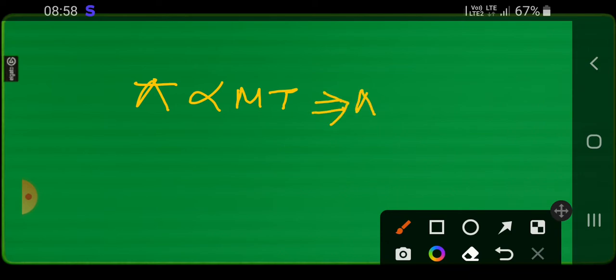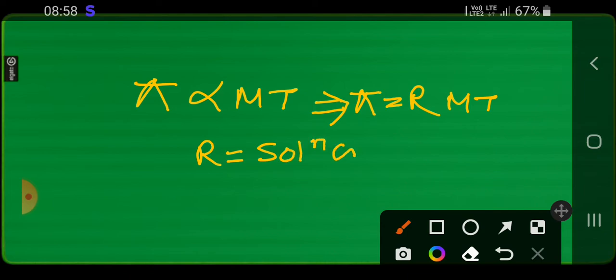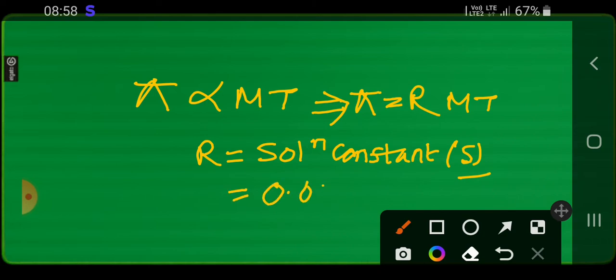To remove the proportional sign, we have to use the proportionality constant R. Pi equals CRT. R simply represents the solution constant. In place of R, sometimes in some books they are using S, and its value is 0.0821 liter atm Kelvin inverse mole inverse.